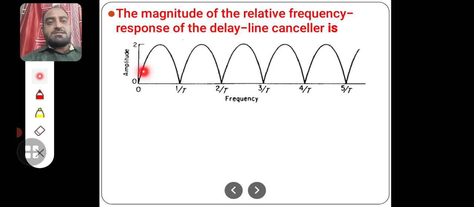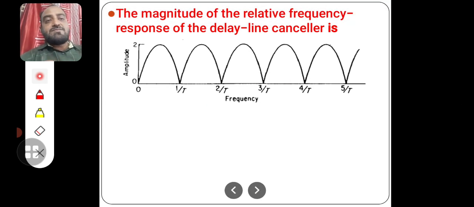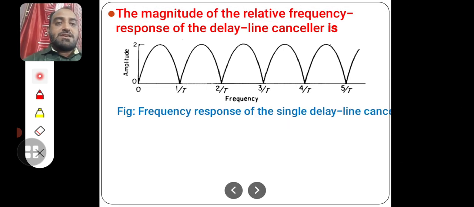The signal results as a unipolar sine wave whose magnitude goes to 0 at 1/T, 2/T, 3/T, 4/T, and so on. Because of this, if a target lies at a velocity corresponding to 1/T, it cannot be seen by this one-dimensional delay line canceller. So that is the problem of this delay line canceller.